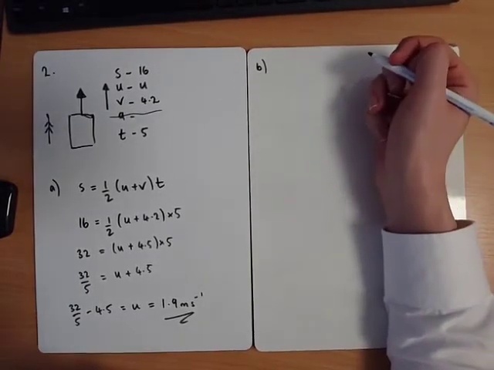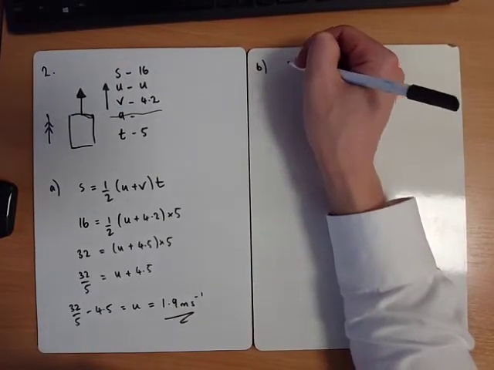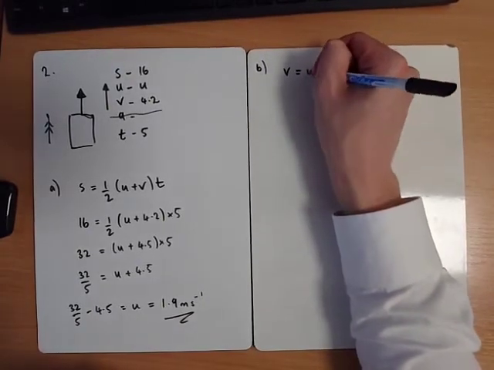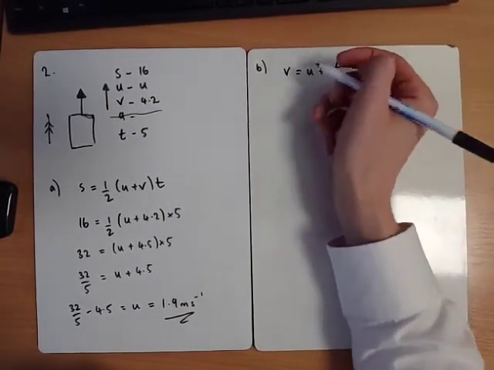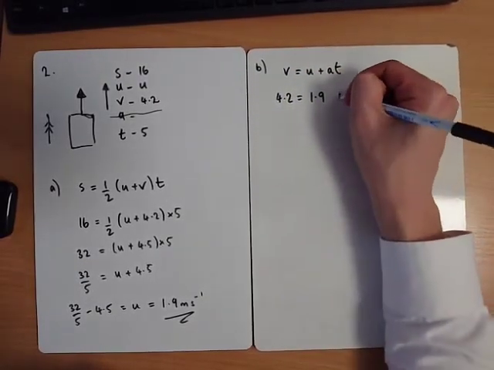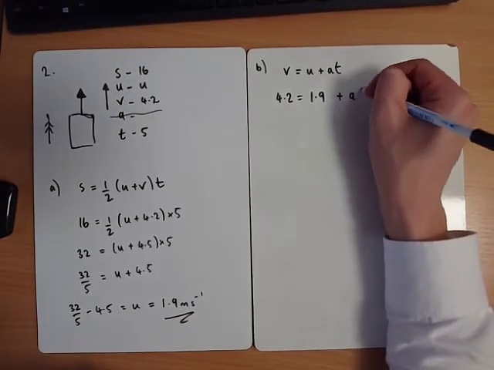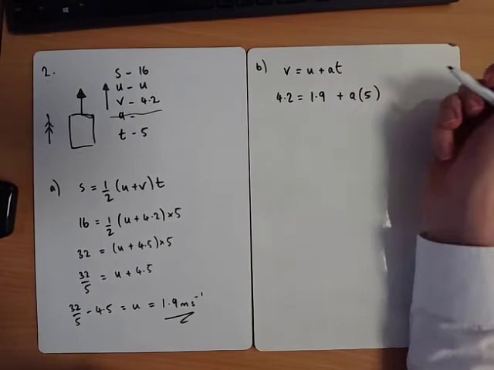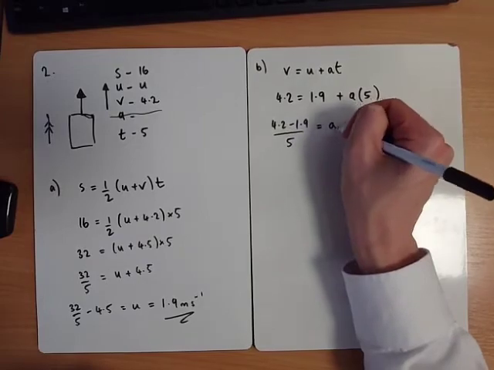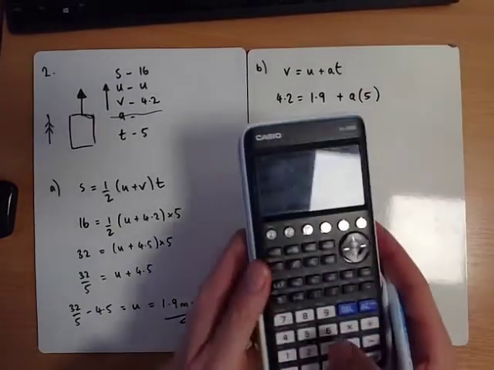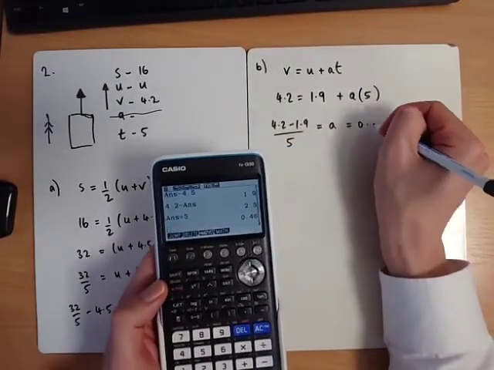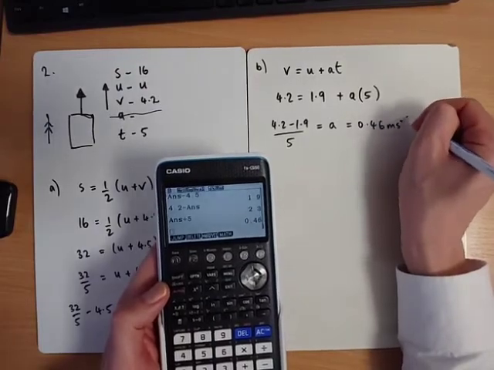Then it does actually say to find the acceleration for the next 3 marks. So you want to find the acceleration of the lift. We can use any equation here because we know what the initial velocity is. So we could say v equals u plus at. We know it finishes with a velocity of 4.2. The initial velocity is 1.9. The acceleration is what we're trying to find. And the time it takes is 5. So if we do 4.2 minus 1.9 divided by 5, that should give us 0.46 meters per second squared.